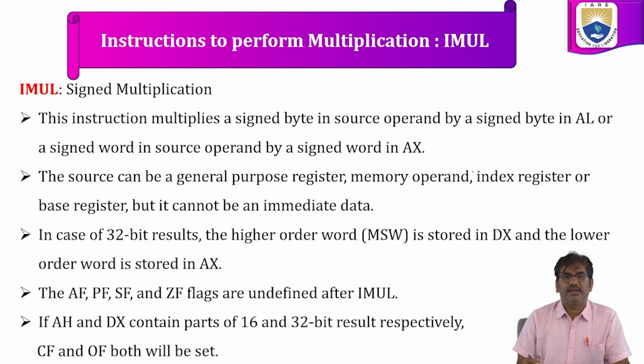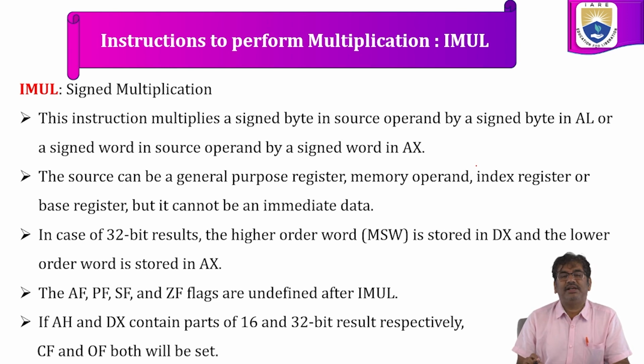Next we will see IMUL, which is for signed multiplication. For MUL and IMUL, the functionality, syntax, and constraints are all the same. The only difference is what kind of data we are going to use for multiplication, either signed or unsigned. If it is unsigned, we use the MUL instruction. If it is signed, we use the IMUL instruction. Remaining things are the same as that of the MUL instruction.